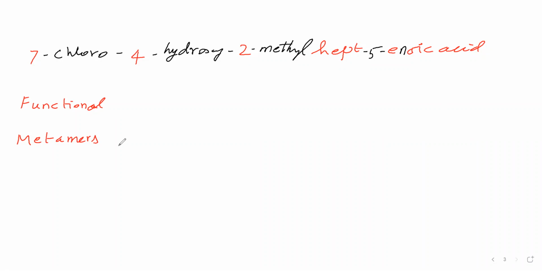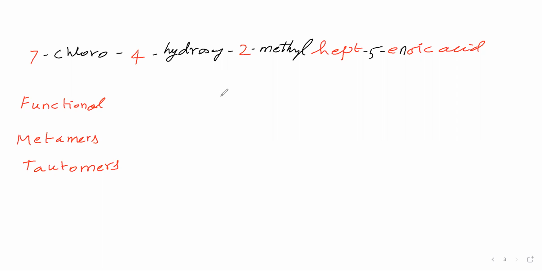Then tautomers. What does tautomers mean? Tautomers means the position of hydrogen is different. If the position of hydrogen is different, we will say tautomers. It is generally possible for aldehydes and ketones. Now we will take one formula.